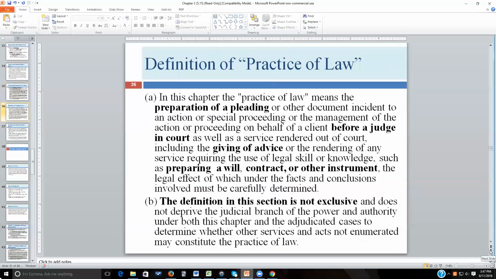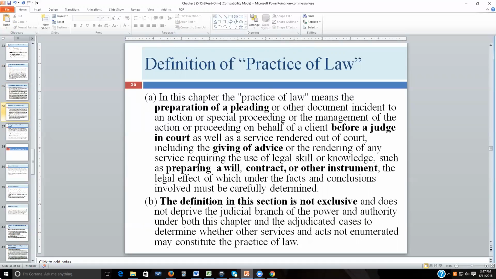Let's go forward. The term practice of law means the preparation of a pleading or any document incident to an action or special proceeding, or the management of the action or proceeding on behalf of a client before a judge in court, as well as a service rendered out of court, including the giving of advice or the rendering of any service requiring the use of legal skill or knowledge, such as preparing a will, contract, or other instrument, the legal effect of which under the facts and conclusions involved must be clearly determined. And then finally, the definition section is not exclusive. It doesn't cover everything.